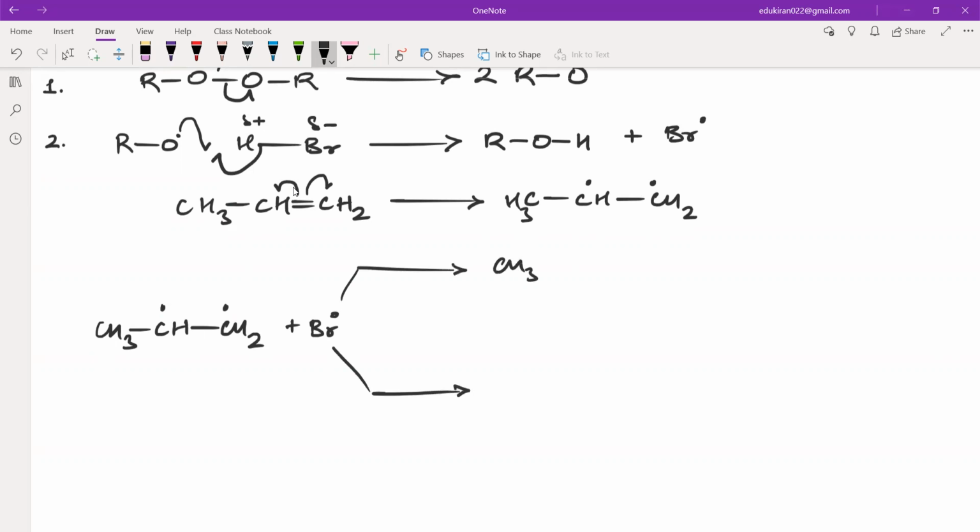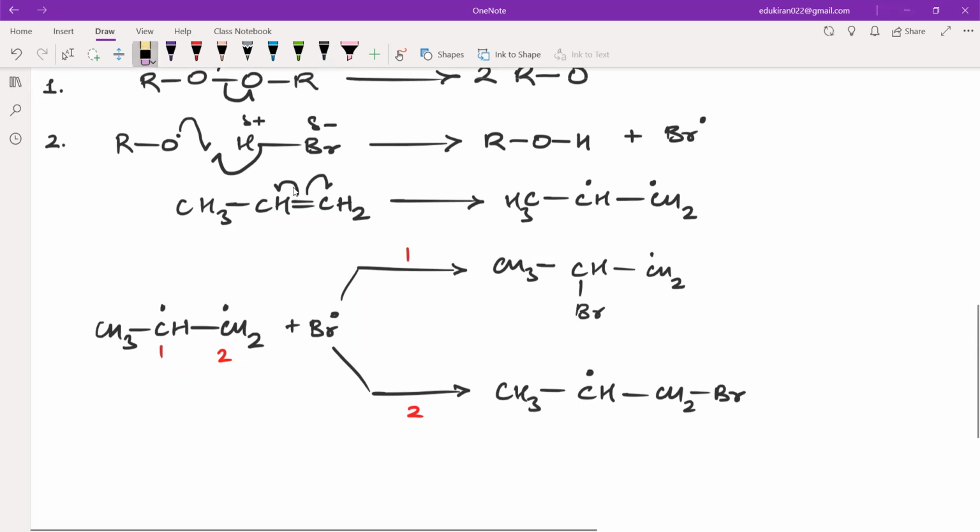Here we have CH3. Let us see, this is the first carbon and this is the second. So let us say that the Br is going to attach on the first carbon atom. You will have CH, there will be Br, and you will get a CH2 free radical. Now, in the second case, I have CH3 single bond CH free radical, and there will be CH2Br, right? First carbon and second carbon. Any problem till here, guys? No, sir.